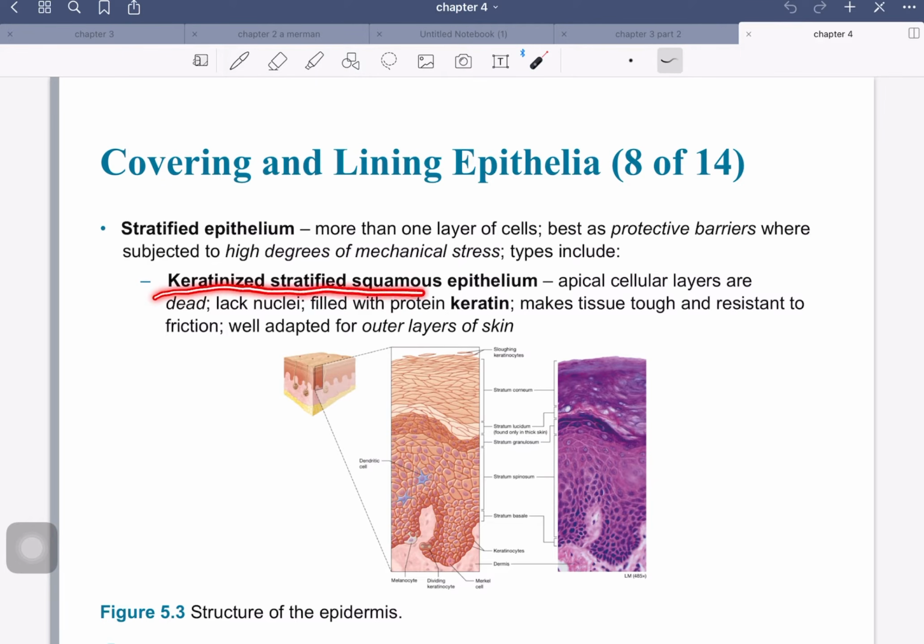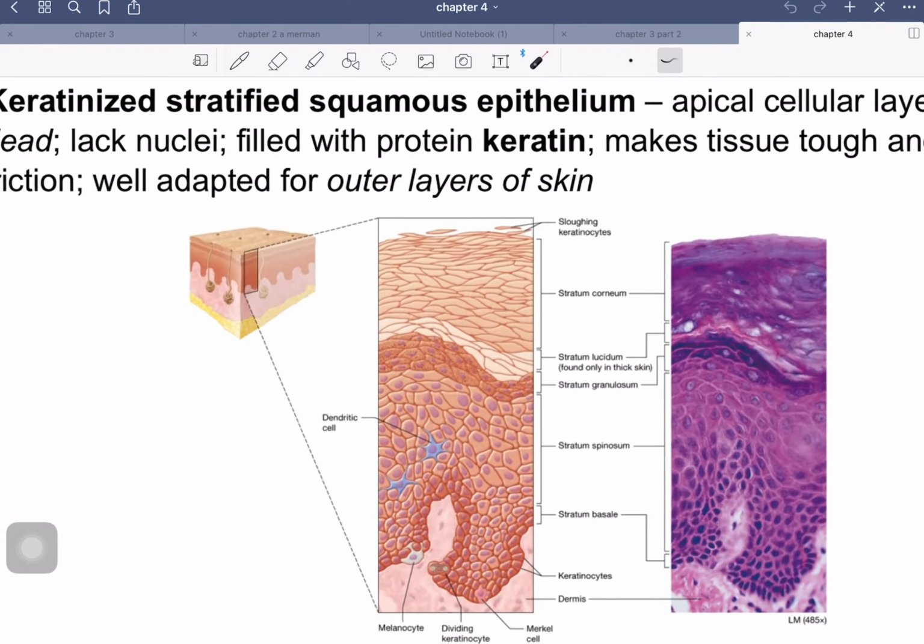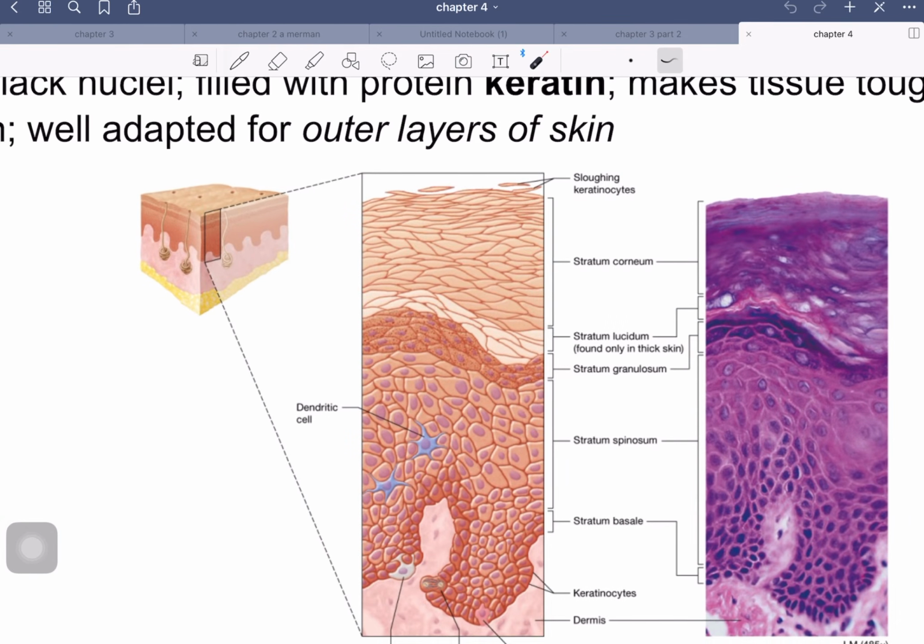keratinized stratified epithelium. And in this case, the apical cell layers are dead, they lack nuclei, and they're full of this protein called keratin. And keratin is a very strong protein. So what happens is, as cells, basically, I'm just going to zoom in here. A great example of this is actually your skin.